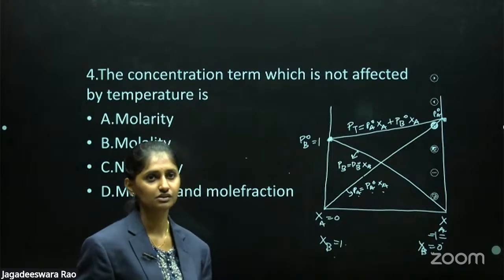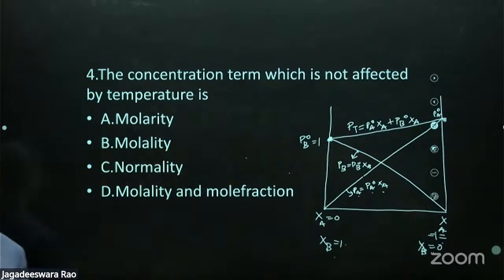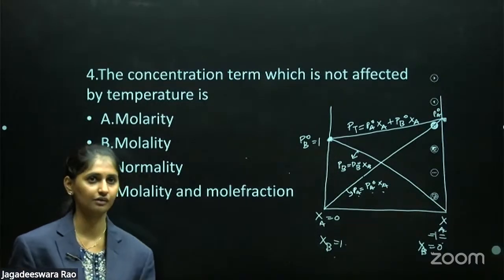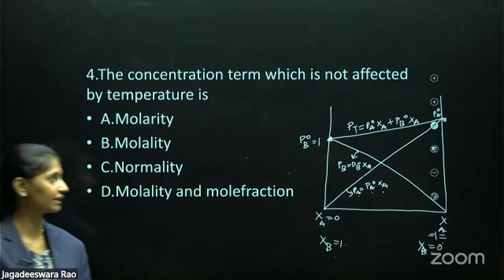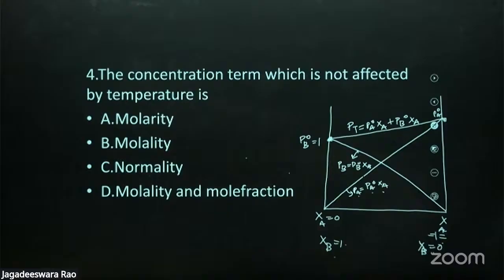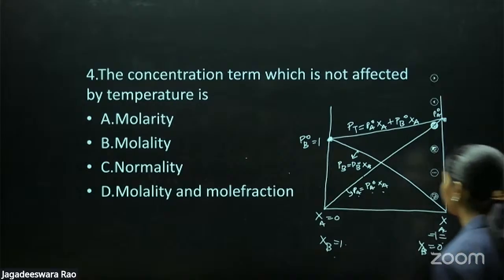Understood, students? So this is the Raoult's law explanation. Raoult's law is applicable for 2 volatile liquids or 1 non-volatile solute and 1 volatile liquid. Please make a note of it. Any doubts you have, you can put in the comment section. I'll take your doubts. Fine. Now shall we do the questions? Yeah, so we'll do the question.